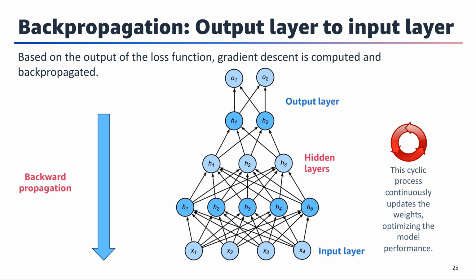The data moves from the output layer to the input layer in backpropagation. Based on the output of the loss function, gradient descent is computed and backpropagated. This cyclic process continuously updates the weights, optimizing the model performance.